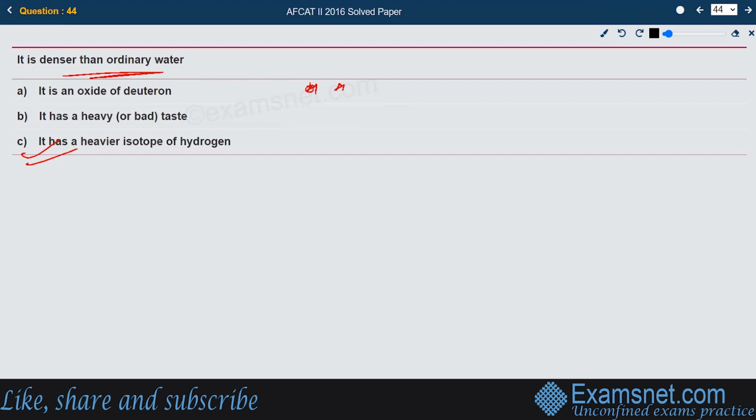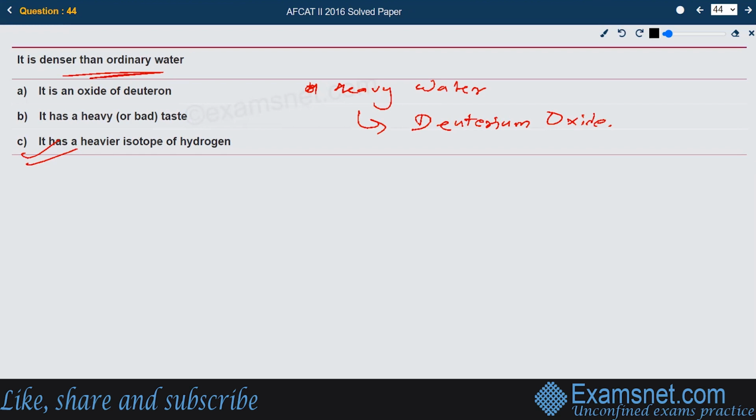The chemical is heavy water. The common name is heavy water, and the chemical name is deuterium oxide. It is called heavy water because it is composed of a heavier isotope.